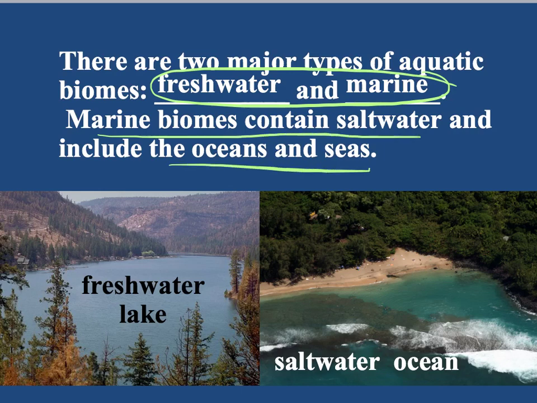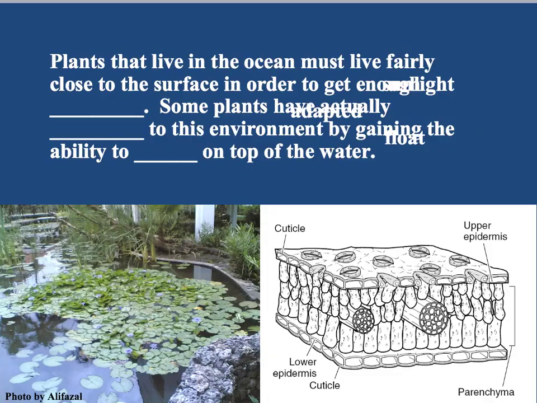Plants that live in the ocean live fairly close to the surface to get enough light, and some plants have actually adapted to this environment by gaining the ability to float on top of the water. Okay, think about a lily pad. Like in this picture, there's a lily pad floating on top of the water.